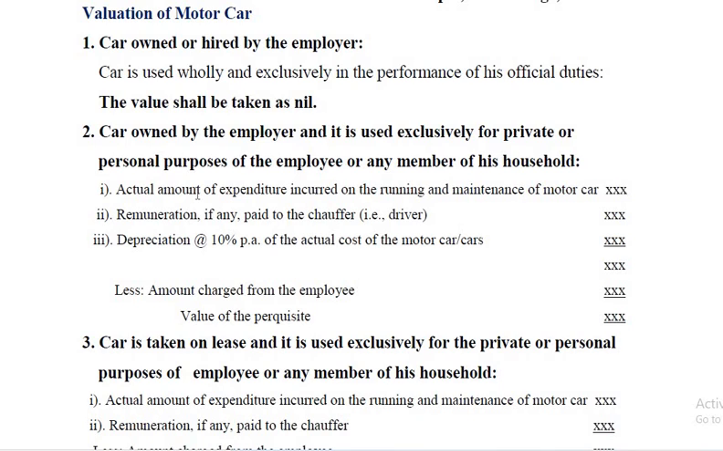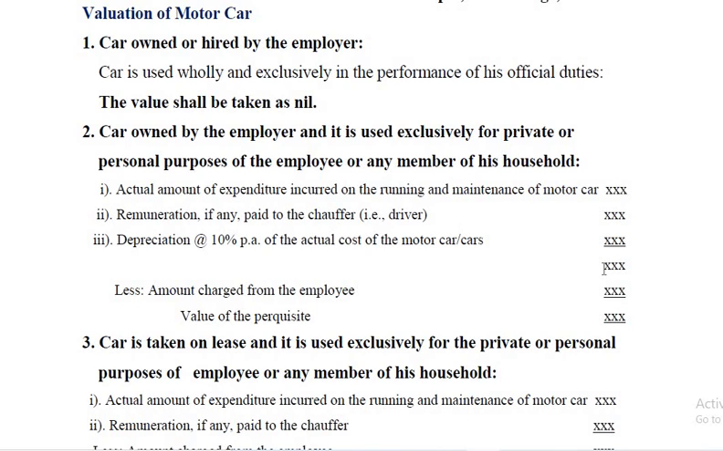So we have to take first the actual amount of expenditure incurred on running and maintenance of the motor car. See, the motor car has to be maintained and running expenses are there. So that is the amount that should be considered first. Then remuneration, if any, paid to the driver, that is chauffeur, which means driver. So that should be taken. And then depreciation. If you own the motor car, it is subject to depreciation. So 10% per annum of the actual cost of the motor car should be added, and thereby the total of these three has to be added. Then you will get the value of the perquisite.